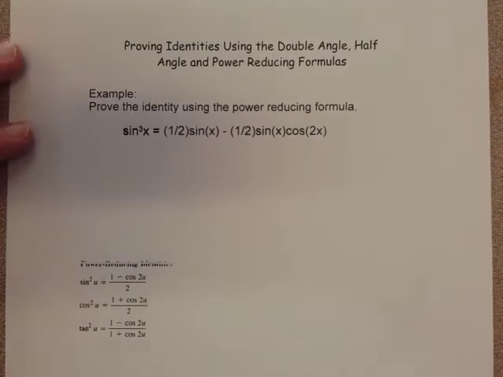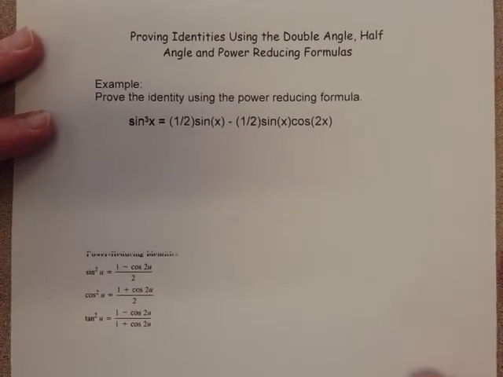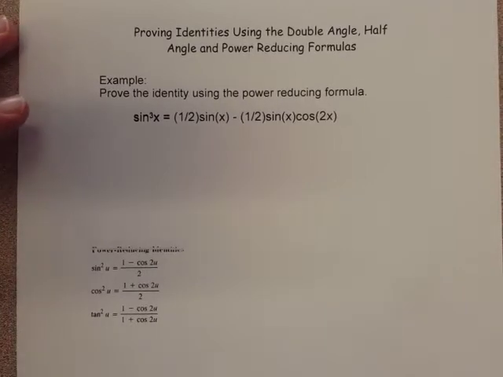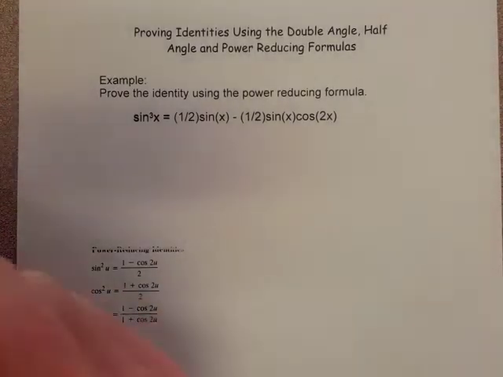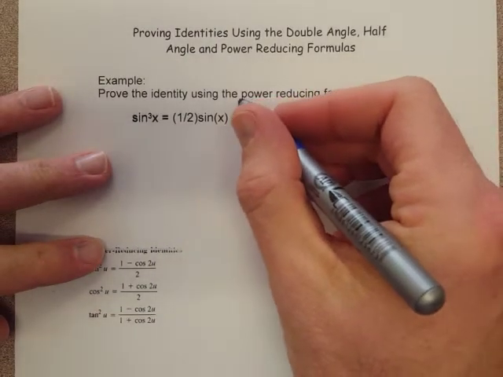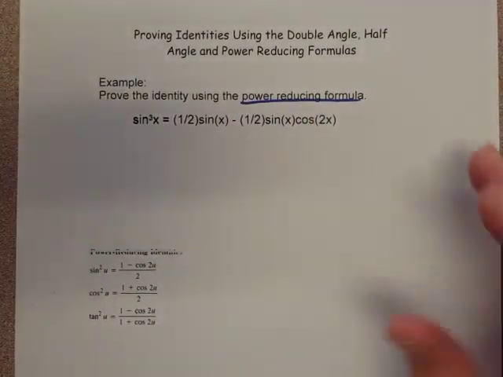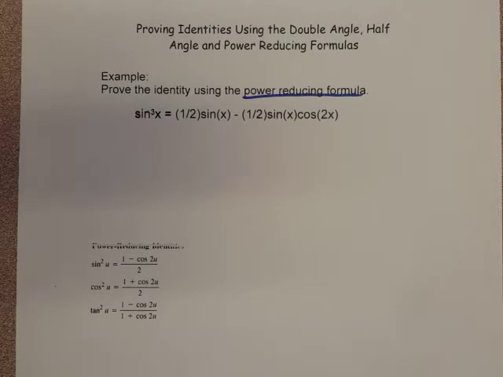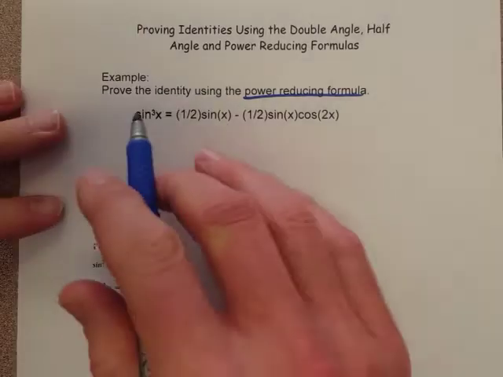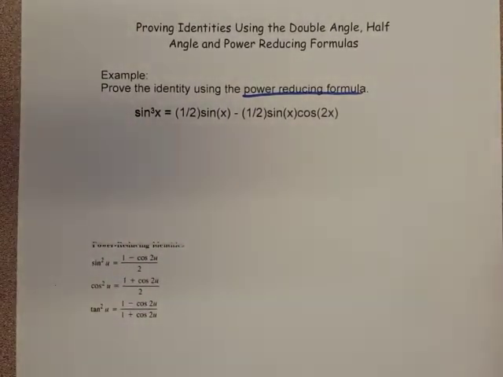We are in section 5.4 day 1, and I want to show you one more proof for the day that has to do with the power reducing formulas. Now, I mentioned at the beginning of this section that with power reducing and half angle formulas, you should avoid using them at all costs unless it actually says to use it in the problem. And so in this case, since the directions say to use it, let's use it.